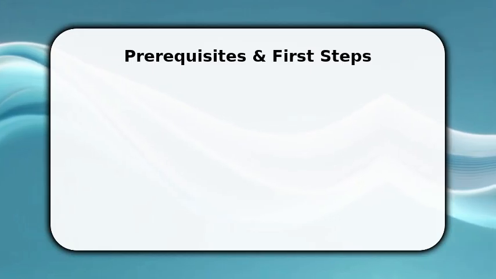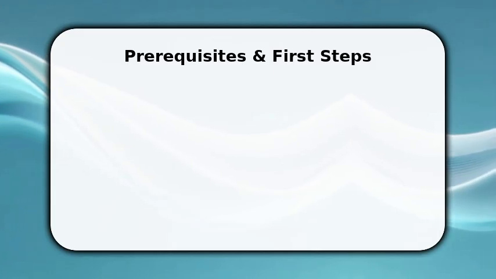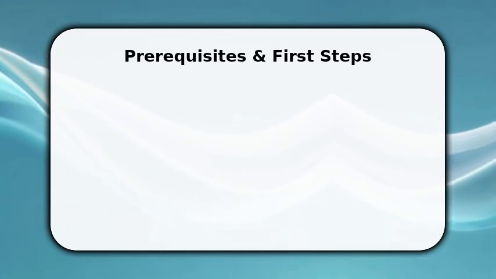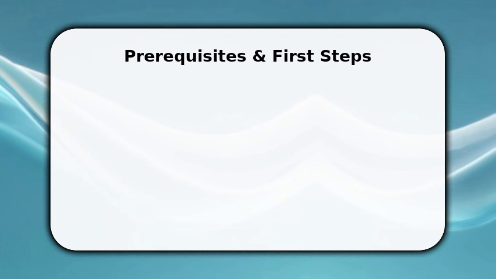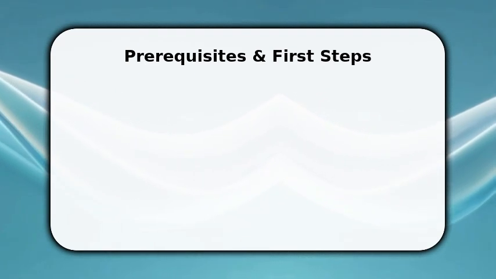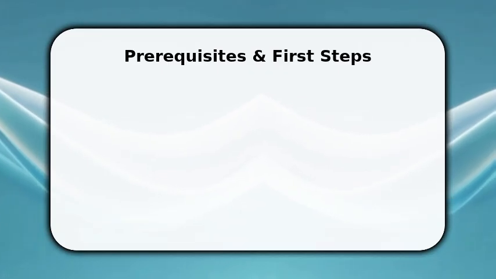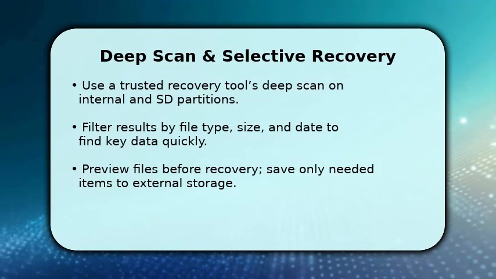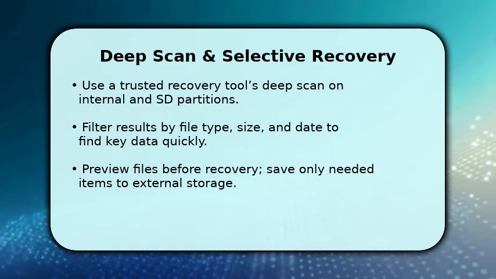Once connected, run a read-only device scan with trusted recovery software so you preserve the file system. This first pass identifies recoverable partitions and creates a working snapshot for the next steps. Now you perform a deep scan and let the tool parse deleted nodes and file headers. This can take time, so be patient.